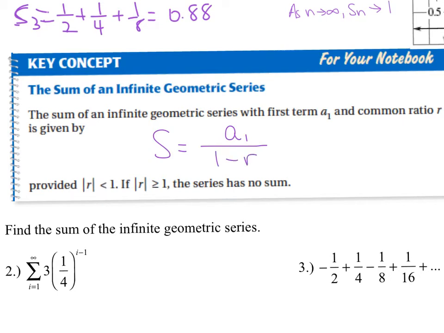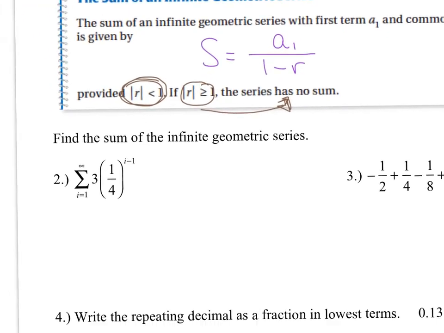Now the next part is pretty important. You want to make sure that you circle it. Given that the absolute value of the ratio is less than 1. So if the absolute value of the ratio is greater than 1, then we say that the series has no sum. So you actually cannot sum it up. So the ratio can't be bigger than 1. So make sure you keep that in mind when we do these problems.